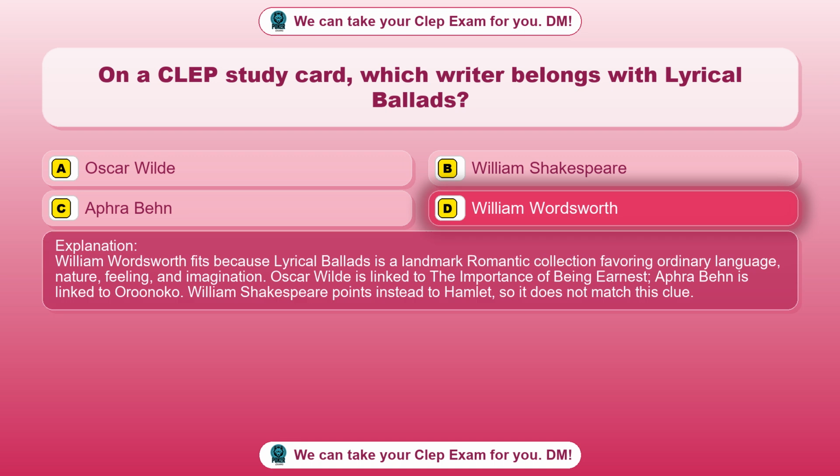William Wordsworth fits because Lyrical Ballads is a landmark romantic collection favoring ordinary language, nature, feeling, and imagination. Oscar Wilde is linked to The Importance of Being Earnest. Aphra Behn is linked to Oroonoko. William Shakespeare points instead to Hamlet, so it does not match this clue.